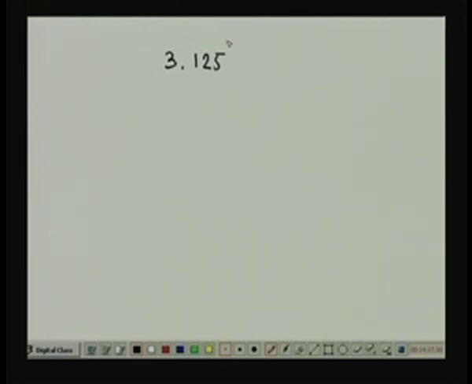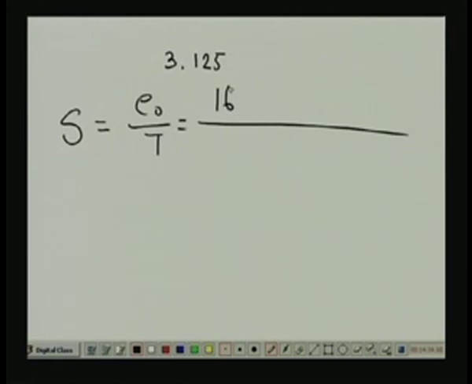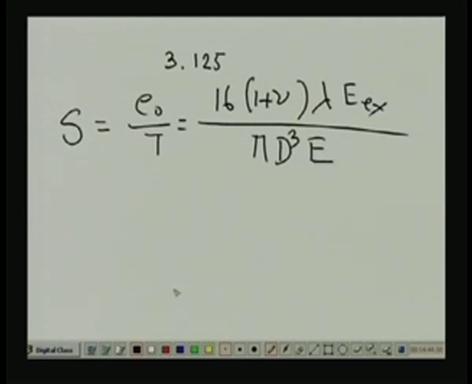So if I have the sensitivity expression, you see our sensitivity expression looks like this: S equal to E naught by T equal to 16 (1 plus nu) lambda Ex upon pi d cube E. All data are given, is not it?